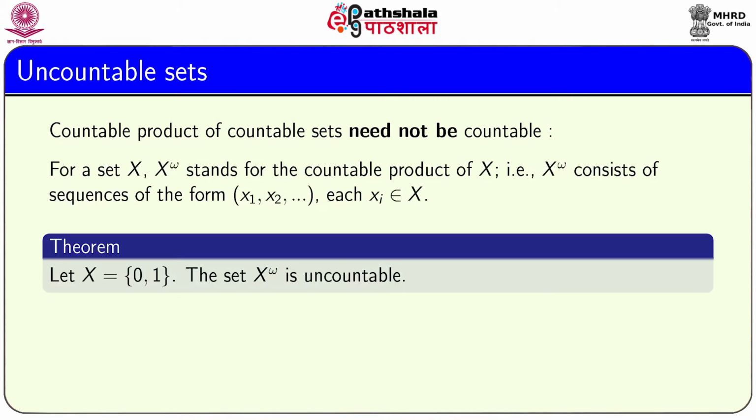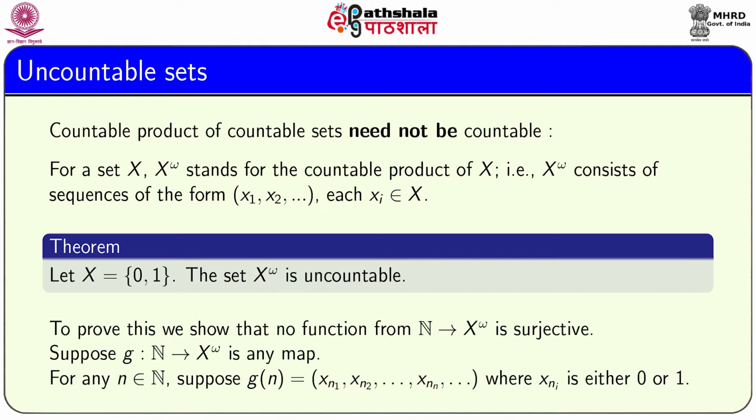For a set capital X, X omega stands for the countable product of X, that is, X omega consists of sequences of the form x1, x2, etc. Each xi is taken from capital X. The theorem says that if X is a set containing 2 points 0 and 1, then the set X omega is uncountable. So, even if we start with a finite set, countable product will give rise to an uncountable set.